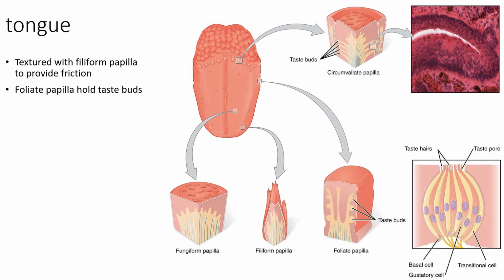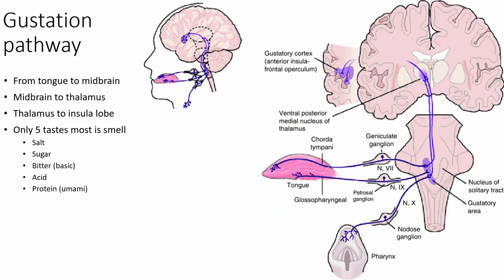And you have 5 different sensations that you can have in your tongue. Most of the stuff that we attribute to taste is actually smell, but we can see that you can have the taste of salt, sugar, bitter, which is mainly in the back, or basic, and acidic, and protein, which we usually refer to as umami or savory. And what we have is the receptors in the tongue pretty much fire, and they go to the medulla. I'm sorry, they go to the midbrain here, and then from the midbrain, they actually will go to the thalamus, and the thalamus will send it to the insula lobe here, and that will actually let you know what you're actually tasting.